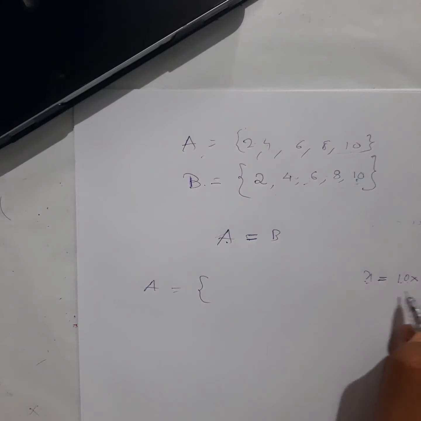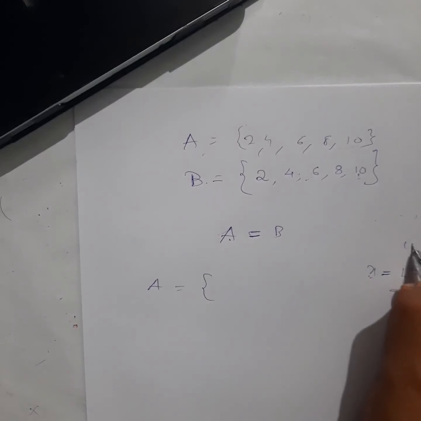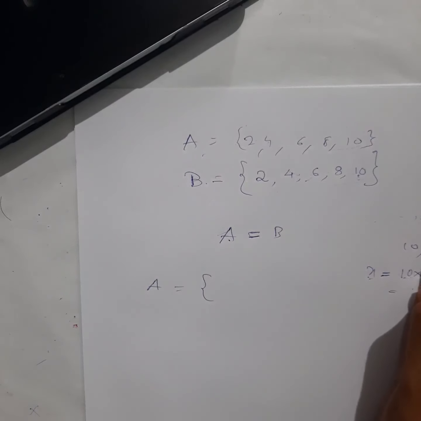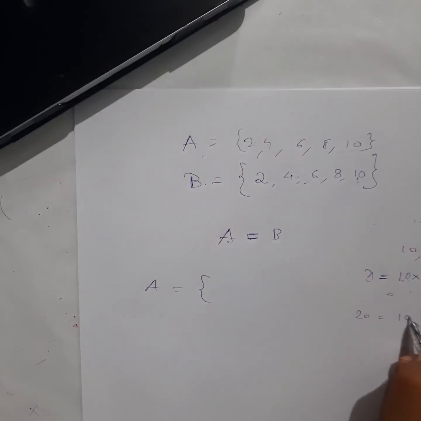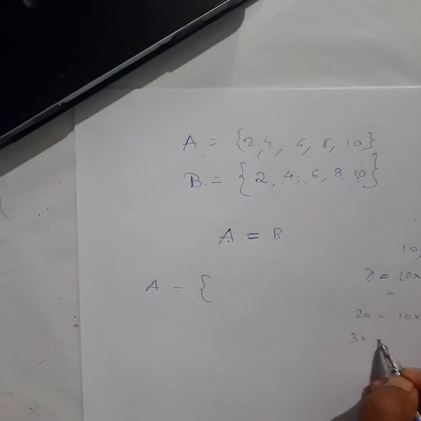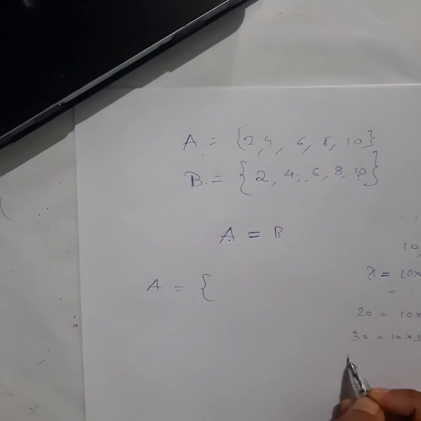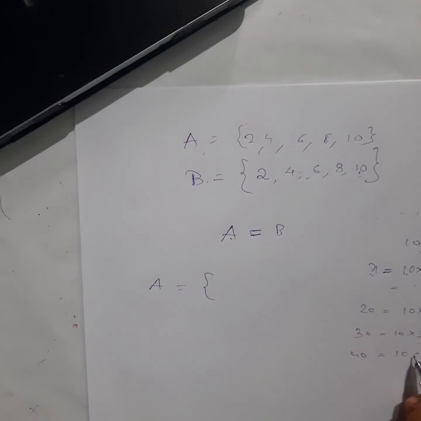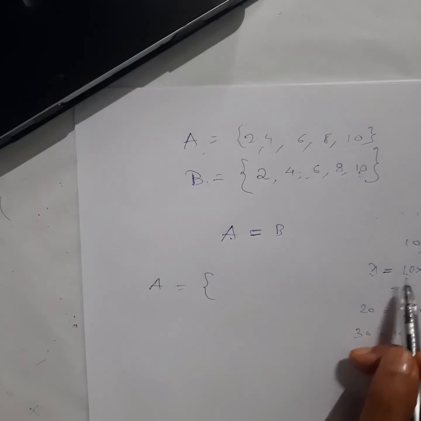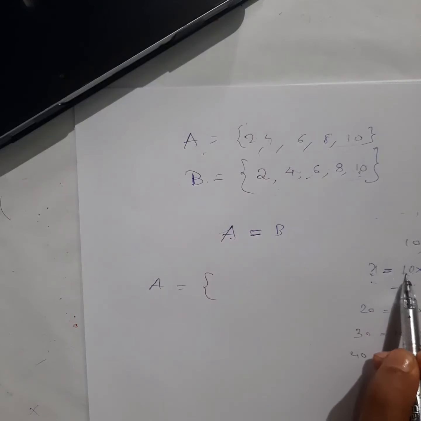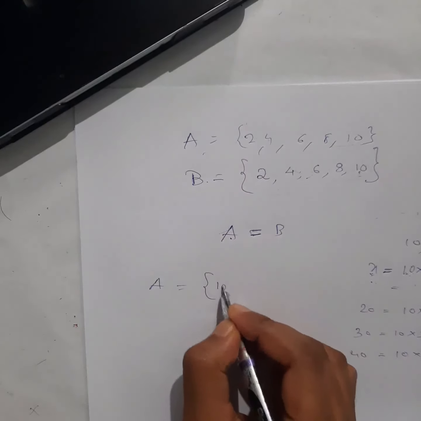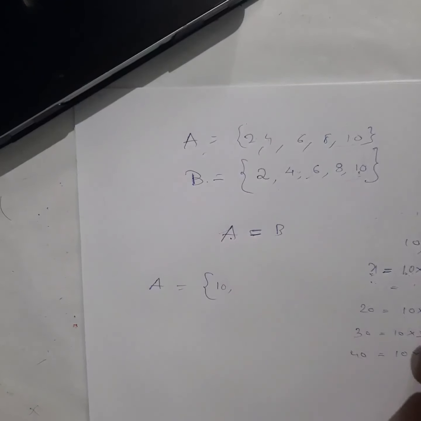Multiples of 10 are 10, it will be 10 into 1, 10. Then the next multiple of 10 will be 20. 20 I can write as 10 into 2. Then 30, 10 into 3. Then 40. Multiple of 10 means those numbers which can be written as 10 into something. That is called a multiple of 10. Okay, so 10 into 1, so the element will be 10. And the number which we multiply is always a natural number.